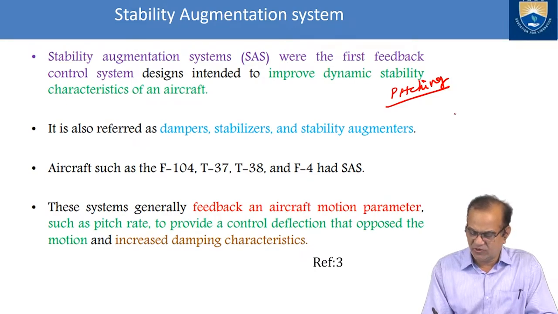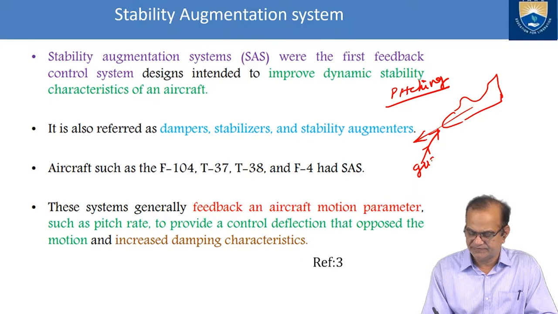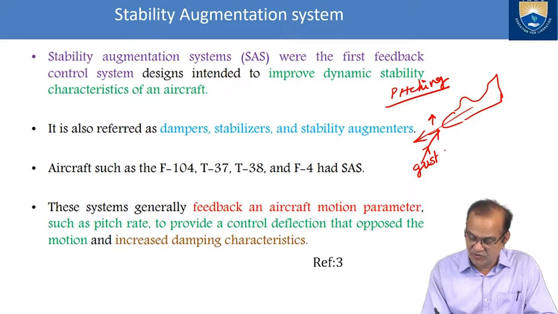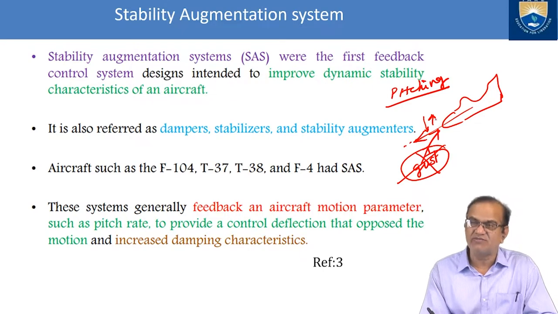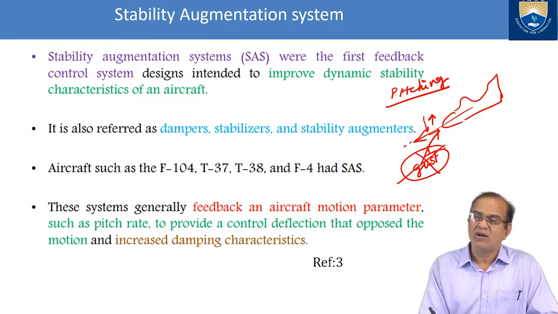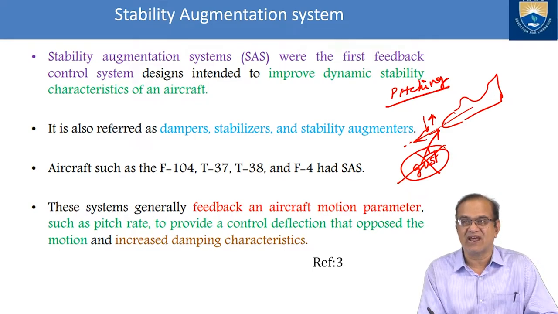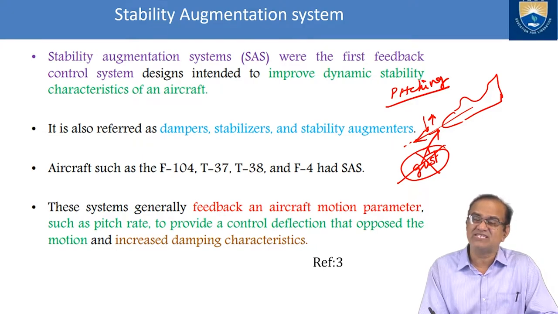If it is a pitching and your aircraft is flying in this direction, all of a sudden some gust comes from here. This aircraft will tend to move, the nose will try to move in this direction. After you remove this gust, does the aircraft come back to its equilibrium or not? If the tendency of the aircraft is to come back to its equilibrium position after the disturbance is removed, we can say that it is a stable aircraft. And this type of phenomenon is called static stability. Here I am talking about only the pitching.